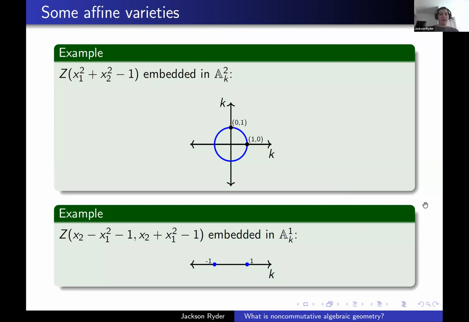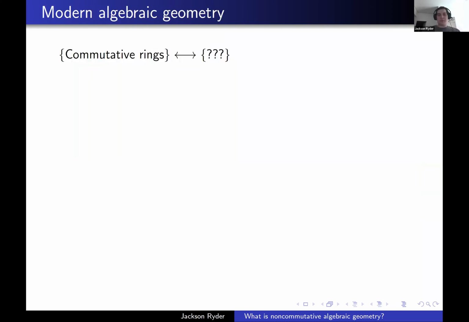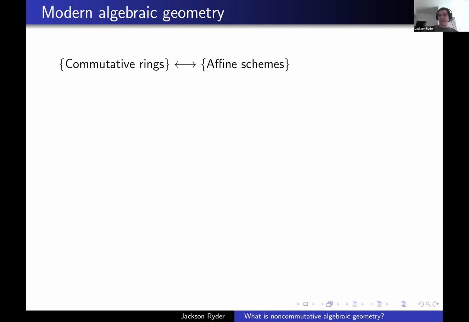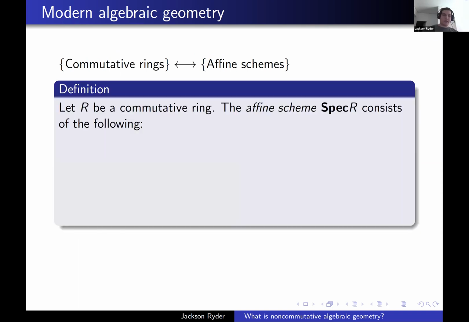Now moving to the more modern approach to algebraic geometry, we might ask the question: what if we want to not just look at these special k-algebras that we had before, but expand to all commutative rings? What geometric object is going to sit on the other side of this correspondence? That's going to be affine schemes. So what is an affine scheme? Let's take our commutative ring R, and then the scheme Spec R, where Spec is for spectrum, consists of three things. First, we want the set of all prime ideals of this ring.